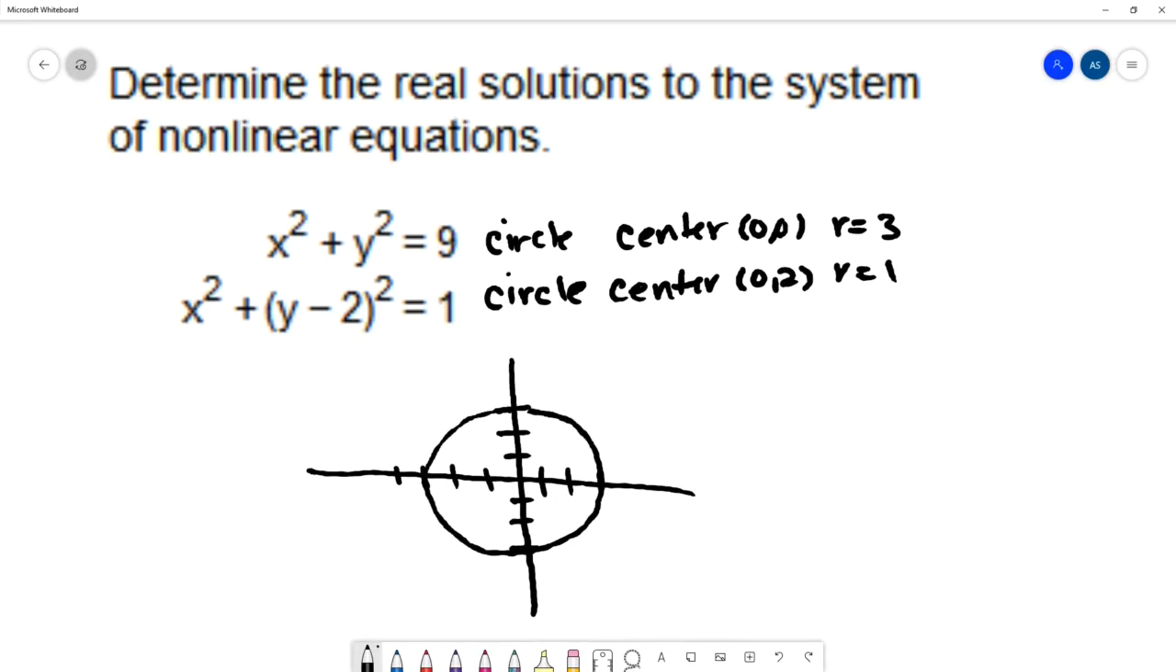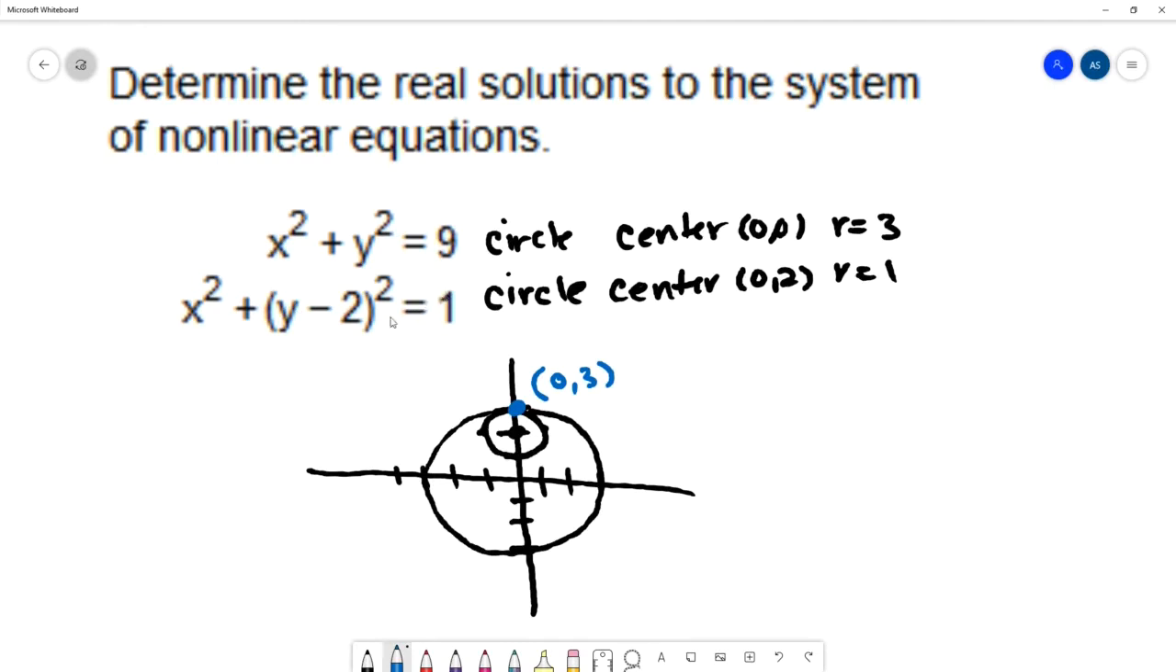The second equation has a center of (0, 2), which is right here, with a radius of 1. If I go 1 in each direction, I get this circle right here. When we look for solutions to the system, we look for intersection points. The intersection point of these two circles is right here, which is the ordered pair (0, 3). And that's going to be the only solution to the system.